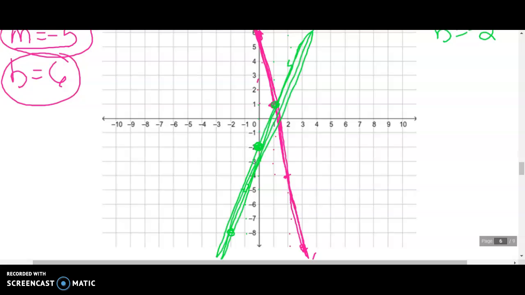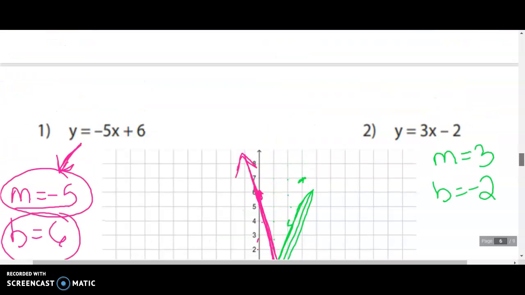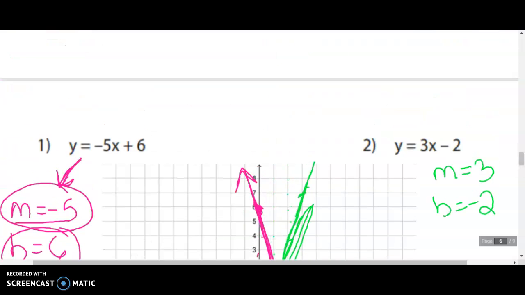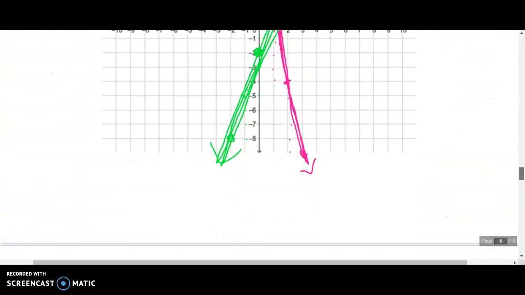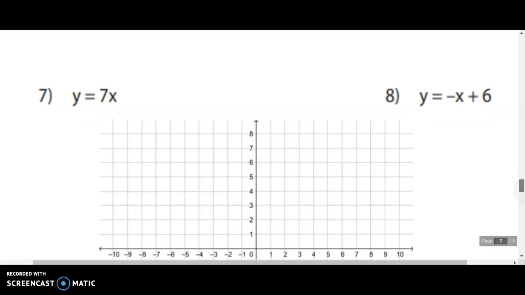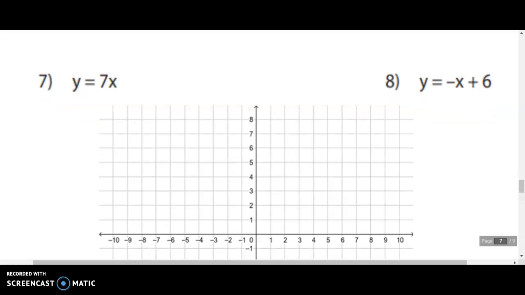That was terrible, what I just did, okay? But that is how we graph in slope-intercept form. That's why slope-intercept form is so great, because we don't need anything other than our knowledge of what slope-intercept form means in order to graph a line.